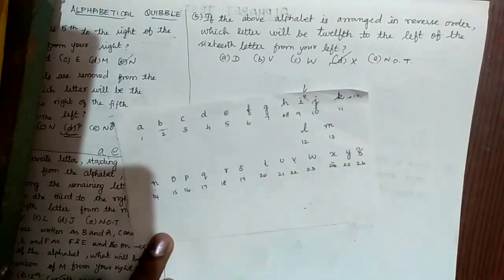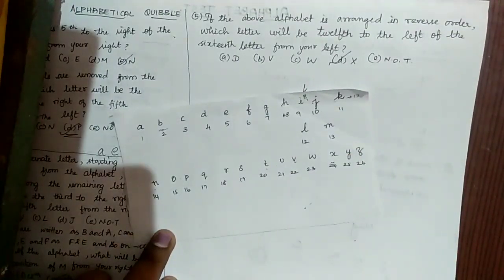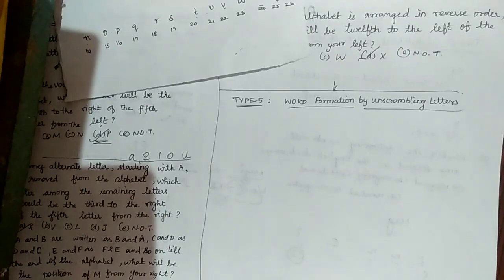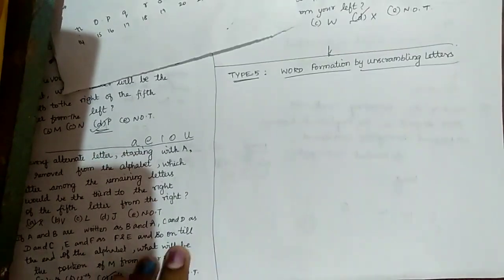Now let's move on with type 5, the word formation by unscrambling letters. In this type of question, a set of English letters will be given in a jumbled order, and here we have to arrange them into a meaningful word, okay? So let's solve with 2 examples.